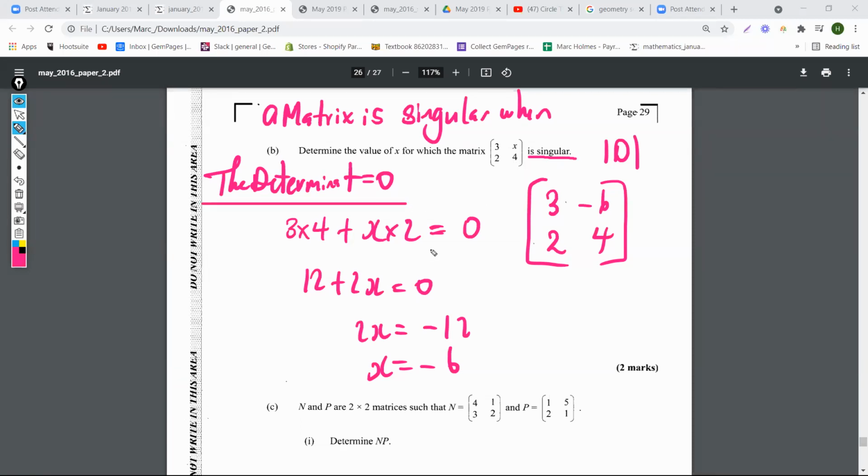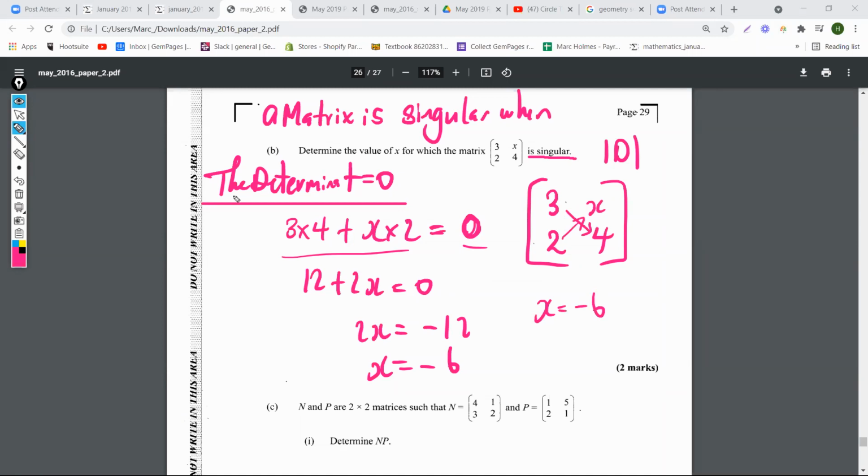So to find the determinant of any matrix, you have to cross multiply: 3 times 4 plus 2 times X should give you the determinant. But in this case, it's 0. So that's why we end up with X being equal to minus 6.